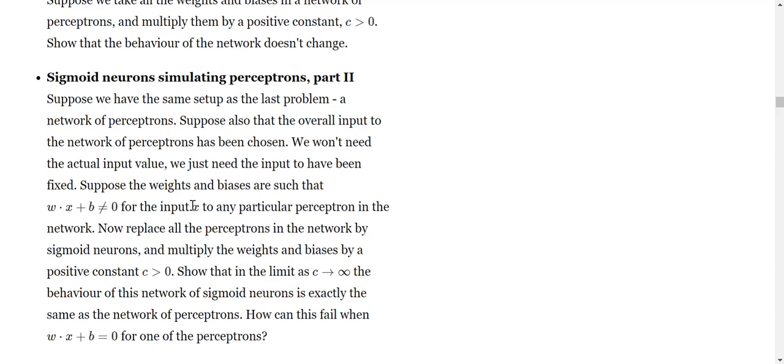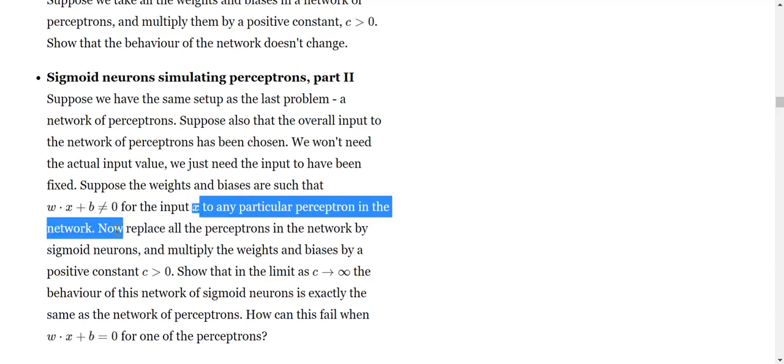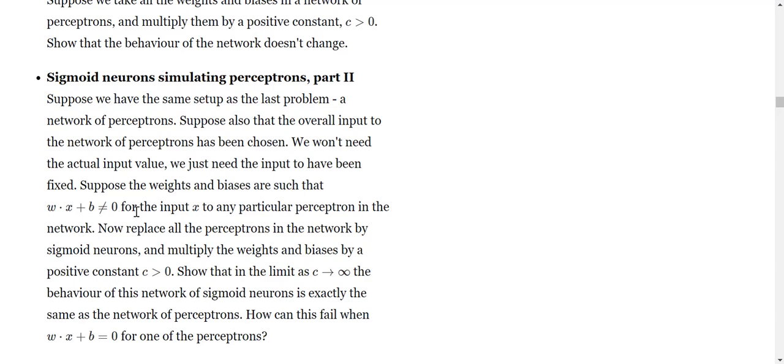For any input x to any particular perceptron in the network, you're now replacing them by sigmoids. So when you replace them by sigmoids, essentially what you've done is just added the sigmoid layer on top of all the stuff which you had. When you multiply by a positive constant, it would only scale the values. So if you have, say, a value of -1, it would scale it to, say, -10, or if you had a value of +1, it would scale it to +10.